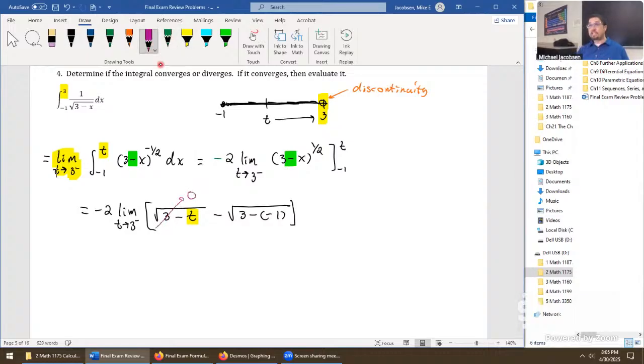Whole thing goes to 0 as t goes to infinity. So that part's just gone. That means we're looking into -2 of 0 minus the root of 4. And square root of 4 is just 2 here. So this is -2 times -2, or +4 on this integral. So it's a weird integral. It converges exactly to +4.